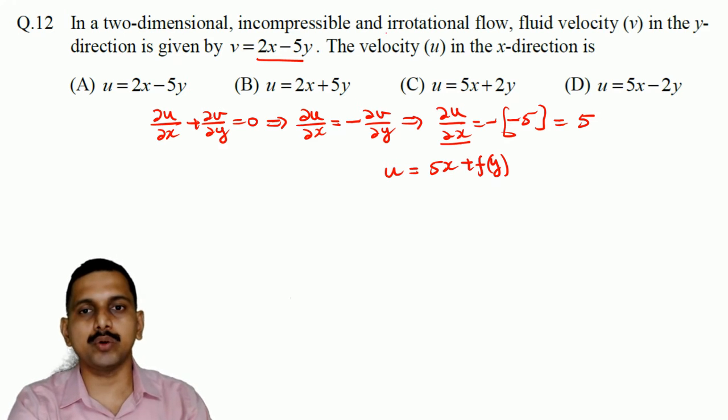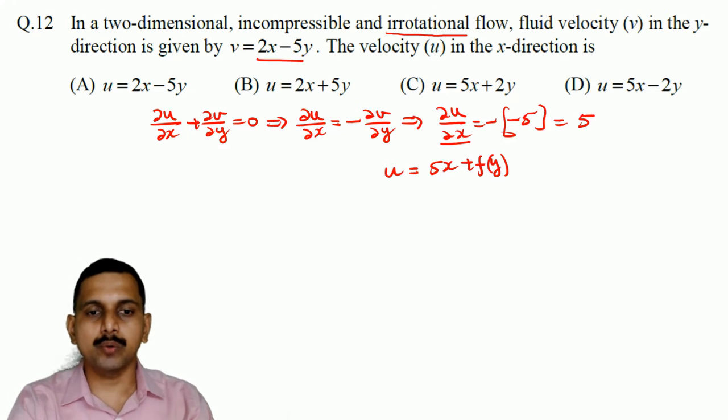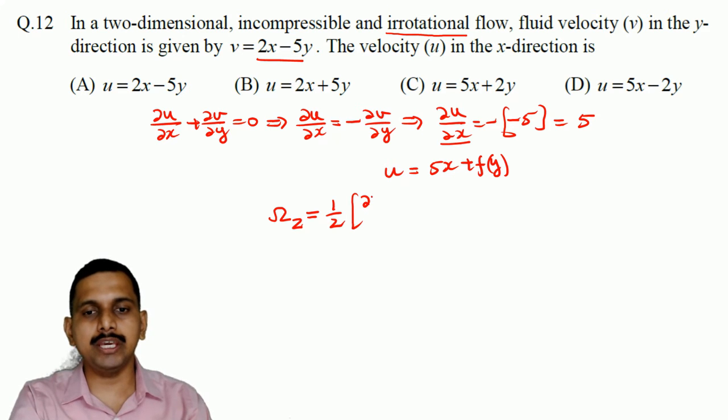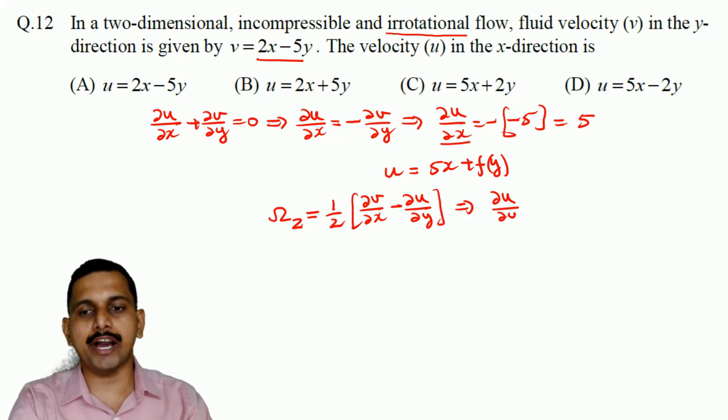We can find that out by knowing that it is an irrotational flow. So what is rotationality, first of all? Since it is an xy plane, I can say rotation with respect to the z axis is equal to half into ∂v/∂x minus ∂u/∂y. This implies my ∂u/∂y is equal to ∂v/∂x. Let us see what ∂v/∂x is here. ∂v/∂x will come as 2. So ∂u/∂y is equal to 2.